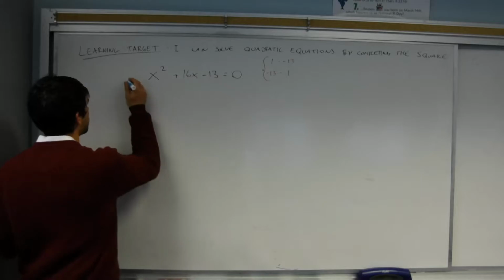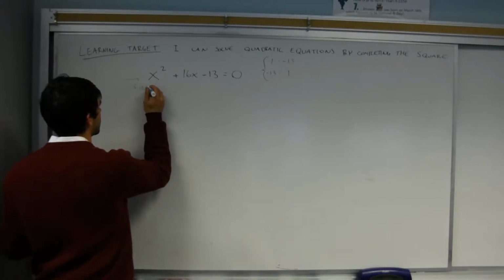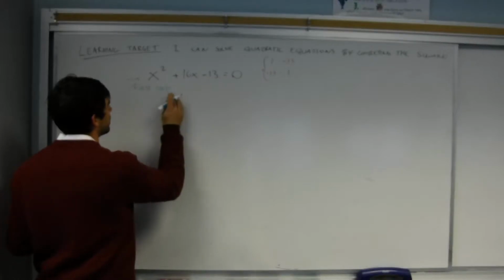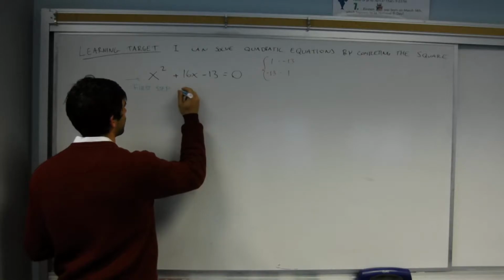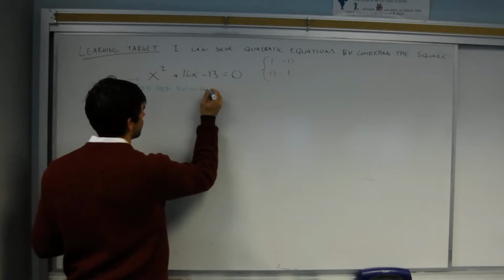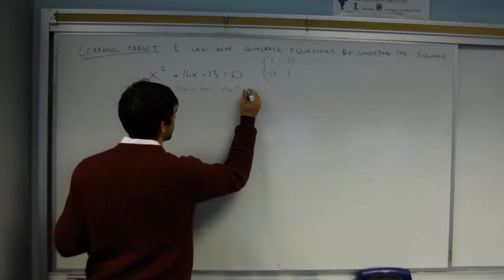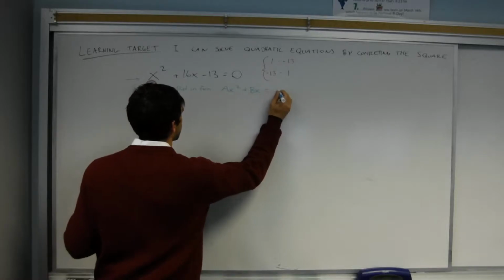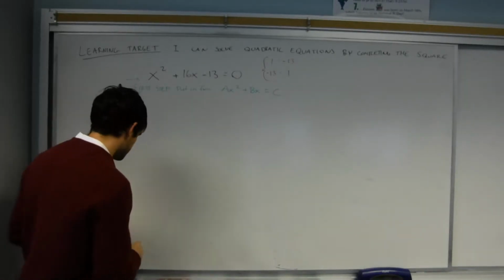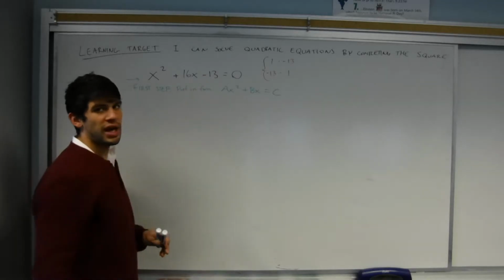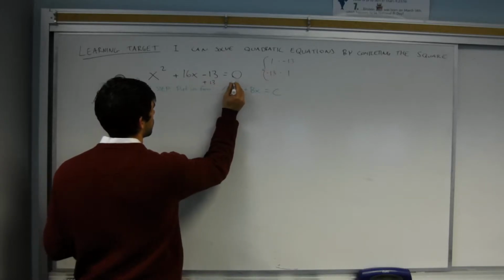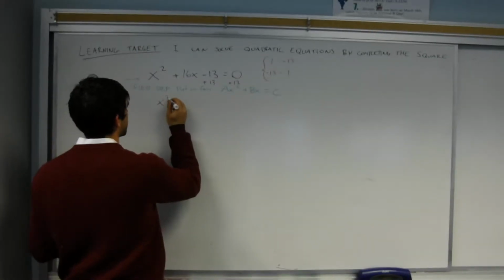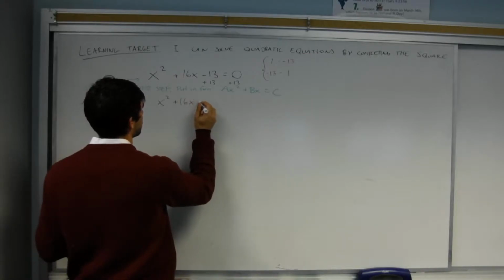The first step of completing the square is actually to take our equation out of standard form and put it into the form ax squared plus bx is equal to c. In order to do this, we're going to want to add 13 to each side. So now we have x squared plus 16x is equal to 13.